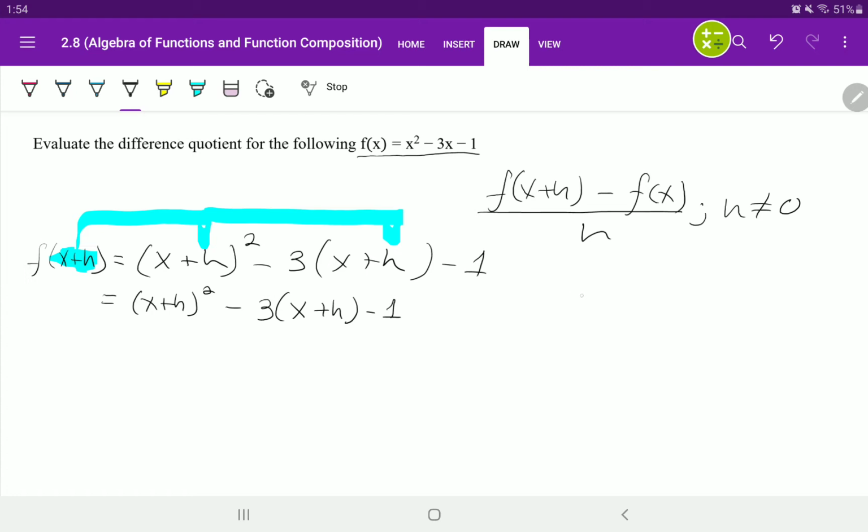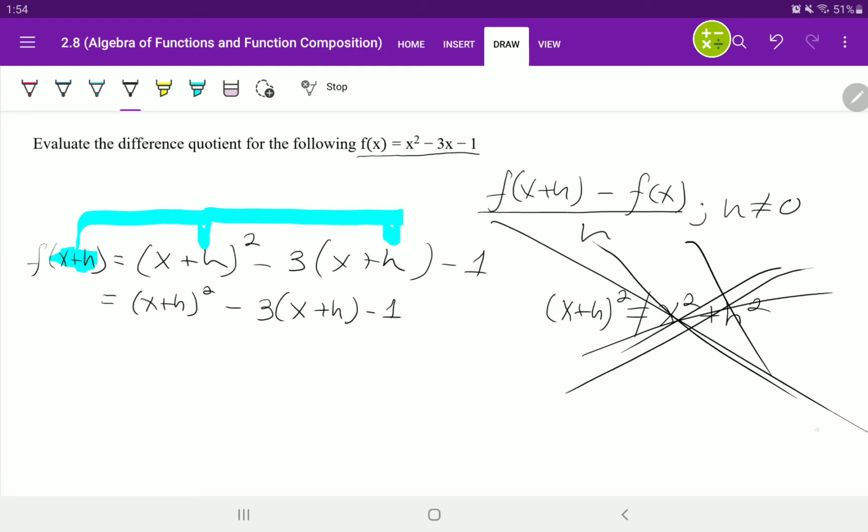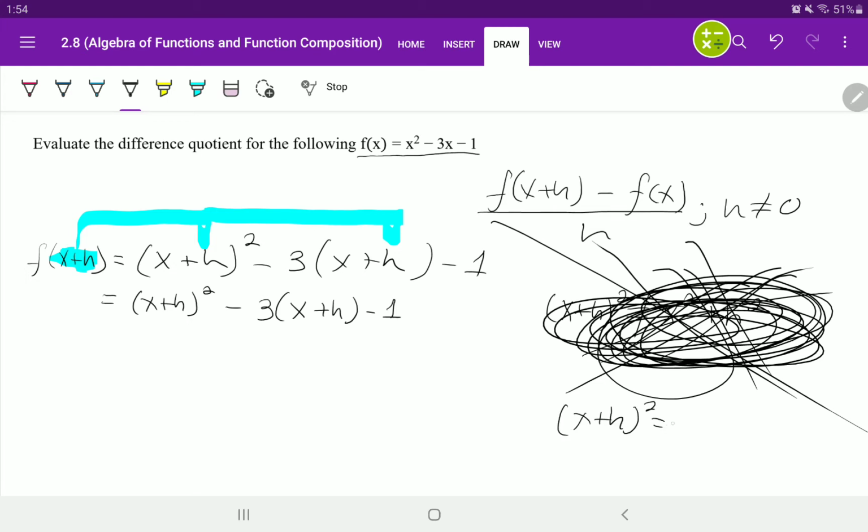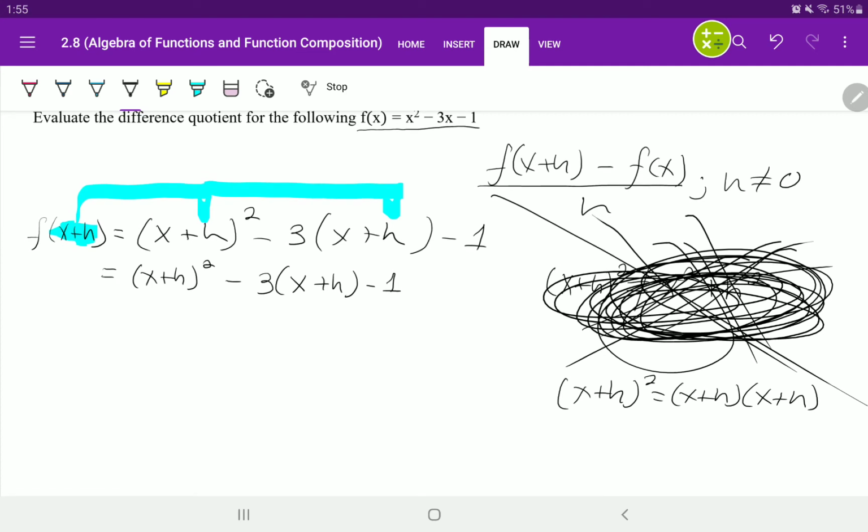Also, I'm going to keep reminding you every time I see this, x plus h, that quantity squared does not equal x squared plus h squared. I do not want to see this. Do not do that. That's bad. Remember, x plus h squared is equal to x plus h times x plus h, because you're multiplying x plus h by itself twice.